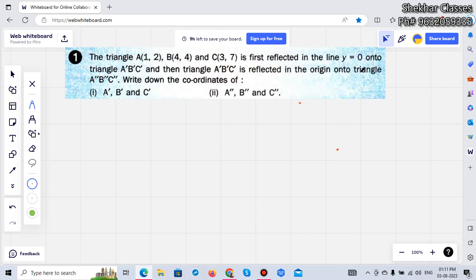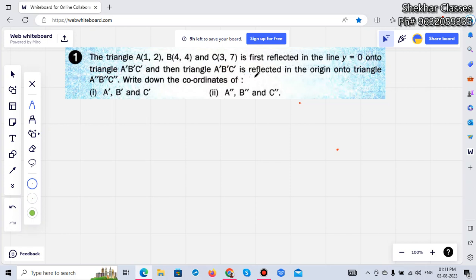When I say y is equal to 0, then it's basically the x-axis, right? It is getting reflected through the x-axis onto A dash B dash C dash. After reflecting through y is equal to 0, that is through the x-axis, the coordinates have become, or transformed into, A dash B dash C dash.